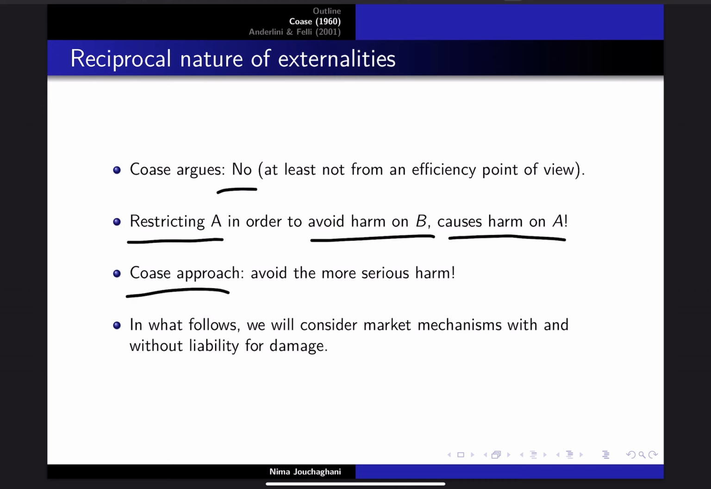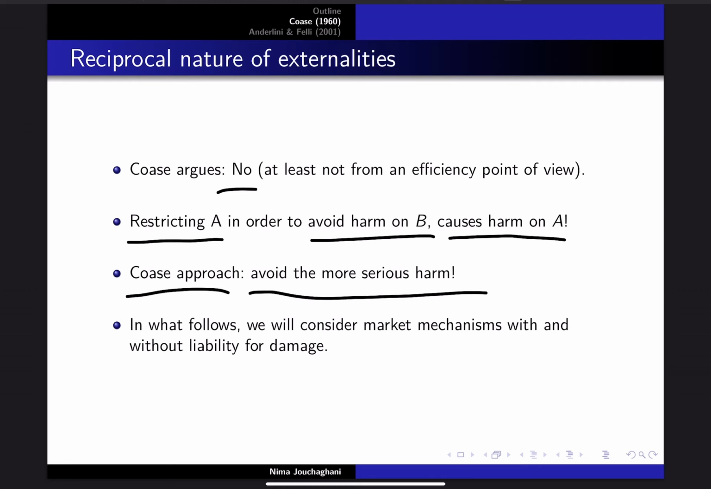And the approach of Coase here is to avoid the more serious harm. You have to look at how much harm is caused by the production of A and how much harm it is imposing on B, look at what the benefits of production of A and of B are, and compare those things to each other, not blindly say that the damaging party simply has to reduce production. That's the basic idea in the paper. So it depends on the market whether we should restrict the production of A or B.